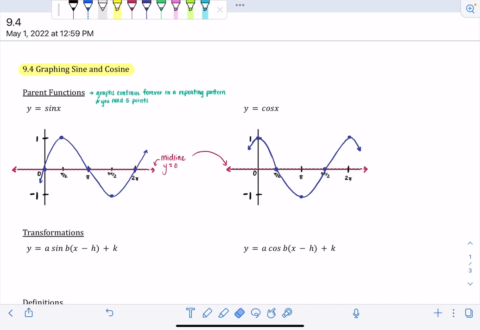Section 9.4 is graphing sine and cosine, and there's two parent functions for this section. One is y equals sine of x, one is y equals cosine of x. I'll post another video that goes into greater detail on how to find the specific points from the parent function, but I wanted to make this video a little bit more short and to the point.